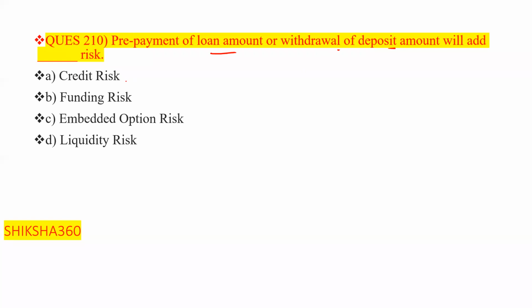Please tell fast, what is the correct answer? That is embedded option risk. It is the correct answer. Clear? Not liquidity risk. As some students answered liquidity risk, but it is not; it is the embedded option risk. Embedded option risk is the specific answer. The prepayment of loan amount or the withdrawal of deposit amount leads to the embedded option risk.